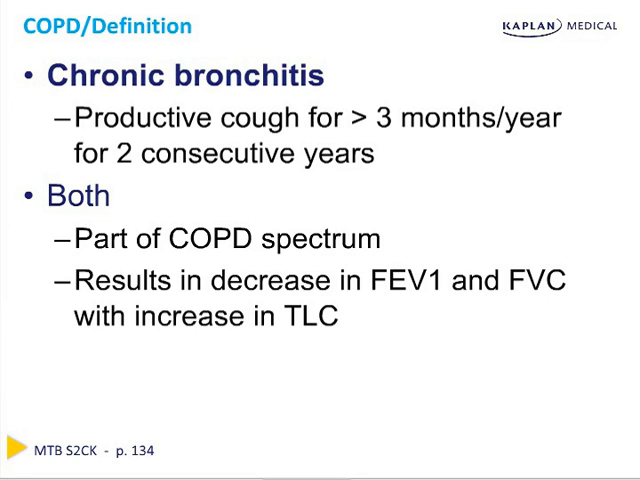The FEV1 is the forced expiratory volume in 1 second, the FVC the forced vital capacity, and the TLC the total lung capacity. You can imagine that obstruction to exhalation of air is going to result in a decrease in the FEV1 and the FVC. These patients also, over time, because of their extremely poor ability to exhale air, are going to develop air trapping, their residual volumes will increase, and hence their total lung capacities will increase as well.